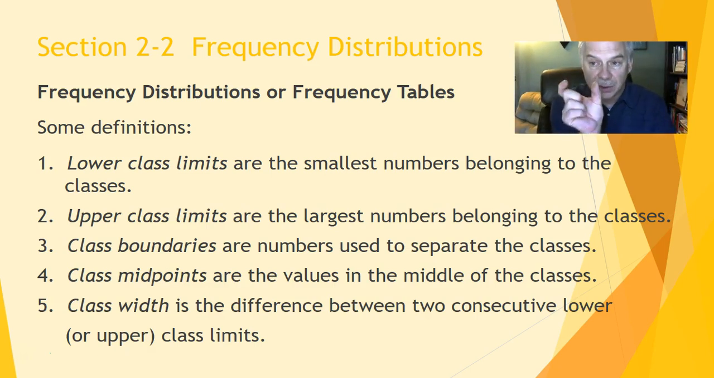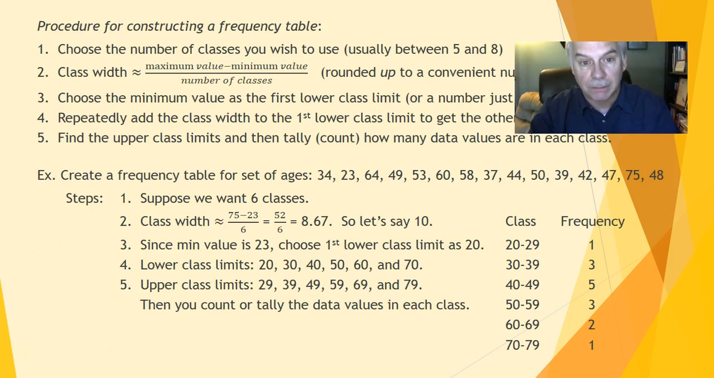And then the last thing is called the class width. And the width is just the distance between the lower class limit and the next lower class limit. All right. So let's look at an example, and this will help you see what we're talking about.